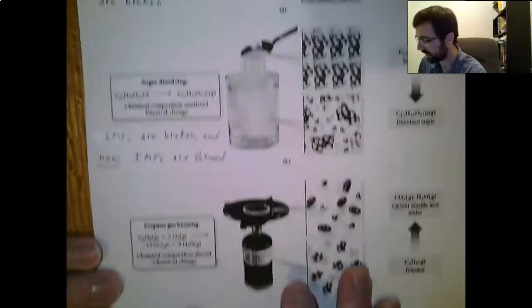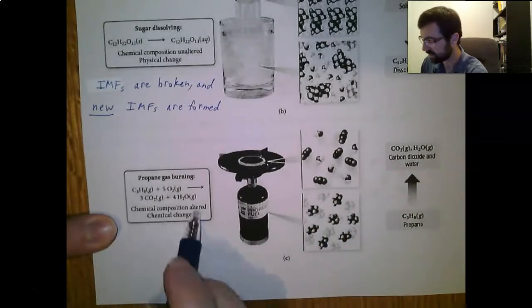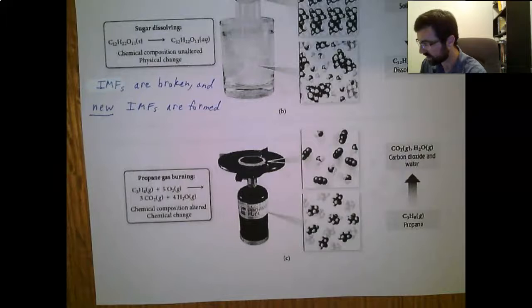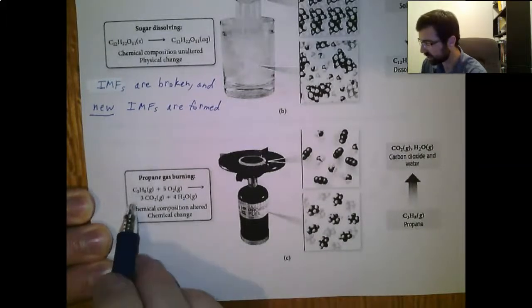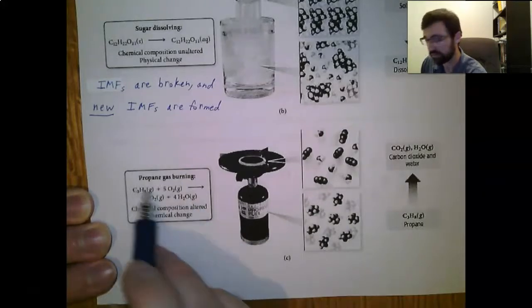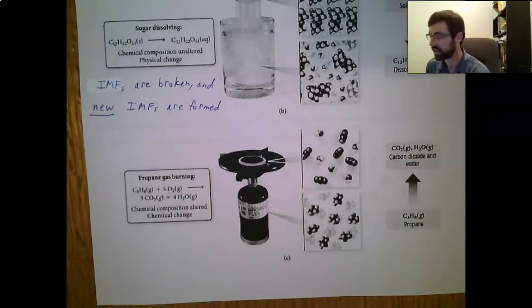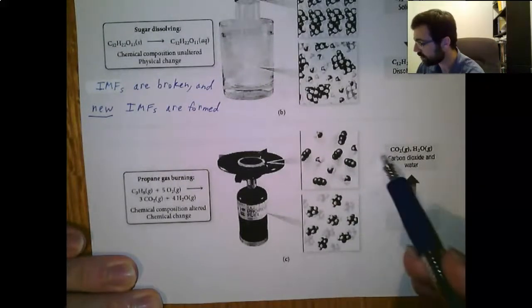All right, moving on to the next one, propane gas burning. And you see this is a chemical change. But let's look at it and see the evidence of that. Well, I start with C3H8. I have oxygen. I end up with CO2 and water. These are definitely different substances on both sides of the arrows, right? So we have evidence that a chemical change occurred. There's a lot of evidence that a chemical change occurred. So we started with propane and oxygen. We ended with carbon dioxide and water.